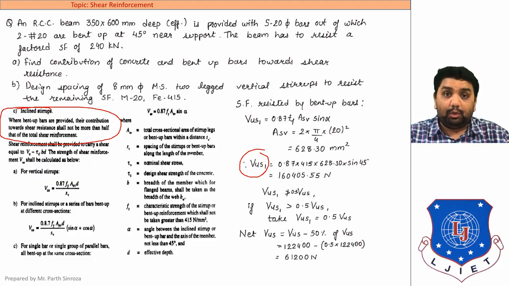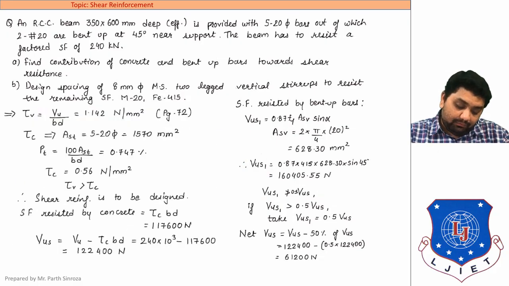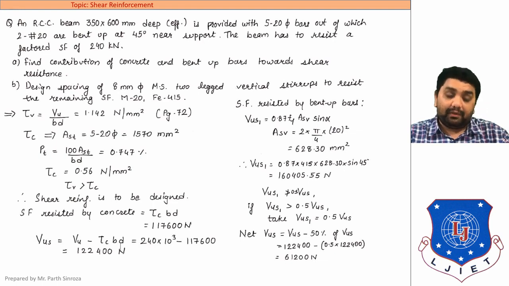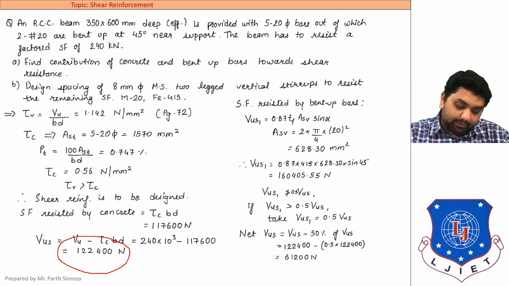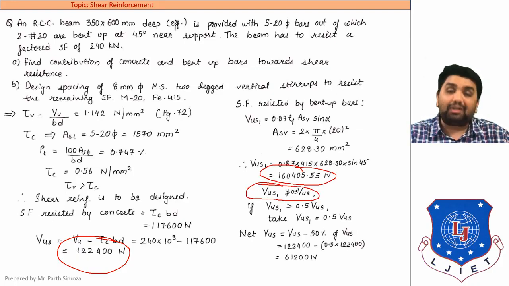their contribution towards shear reinforcement, that means VUS1, shall not be more than half that of the total. Clear? It means VUS1 should not be more than half of total, and total was VUS. So we can compare here that VUS1 should be less than or equal to 0.5 VUS. We need to find this. As we have calculated, VUS was 122 point something, that you can see here 122,400, and VUS1 we are getting 160,405.